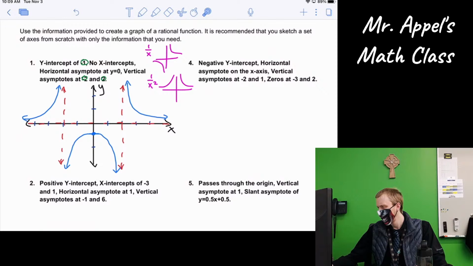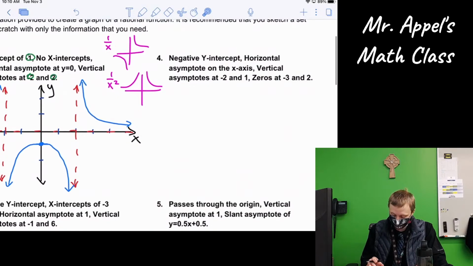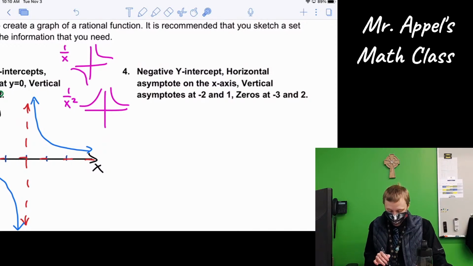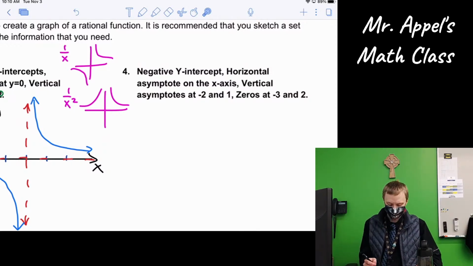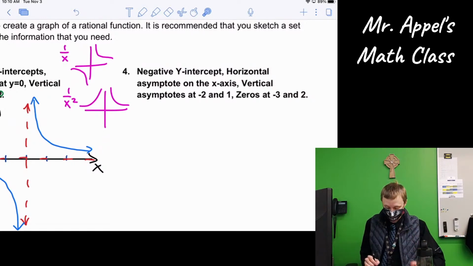All right, so far I've gotten more votes for 4, so let's look at 4. And then maybe if we have time, I'll briefly talk about 5. Okay, what do we got going on 4? Negative y-intercept. Okay, so we're not given a specific number. Horizontal asymptote on the x-axis. So same as before, it's going to be at y equals 0. Vertical asymptotes at -2, -1, and zeros at -3 and 2.